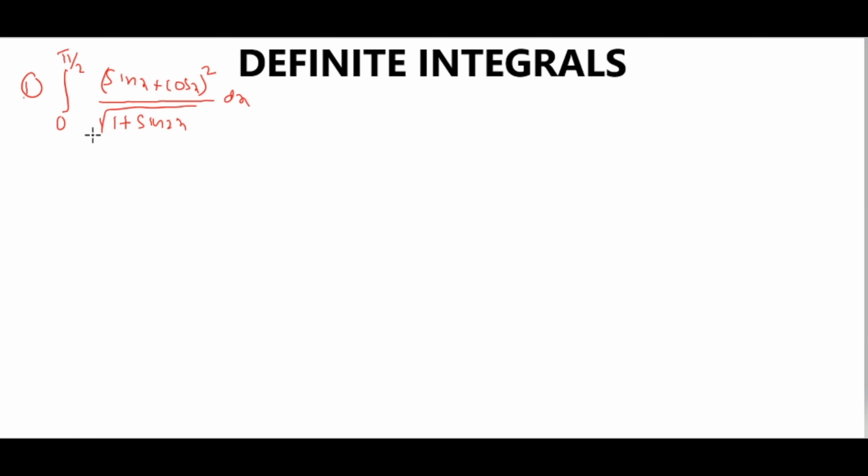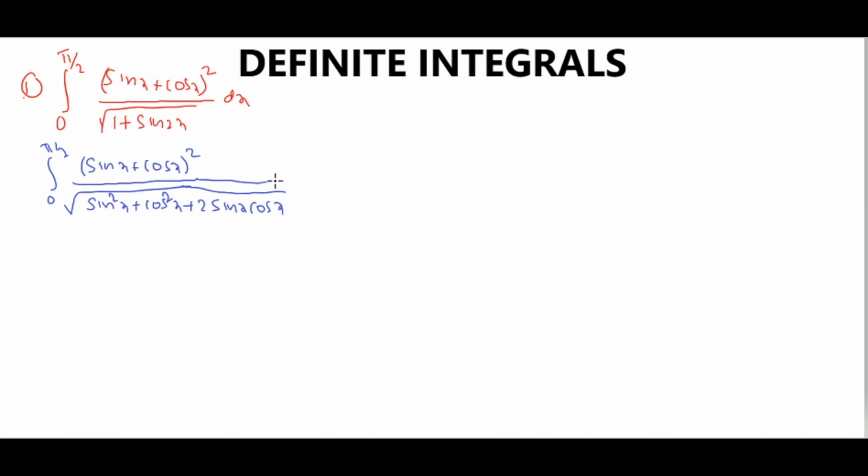This is written as integration of 0 to pi by 2 of (sin x plus cos x) whole square by under root of, where 1 is written as sin square x plus cos square x, and sin 2x is written as 2 sin x cos x, dx. So the denominator is in the form of a square plus b square plus 2ab. So this is written as under root of (sin x plus cos x) whole square.